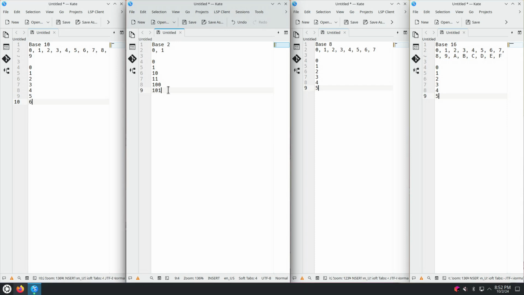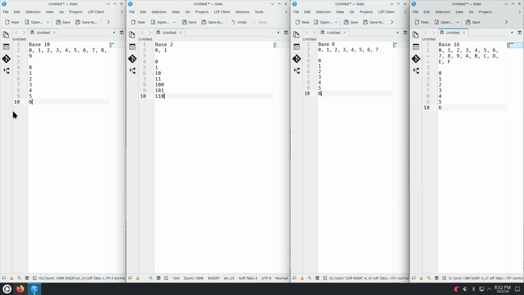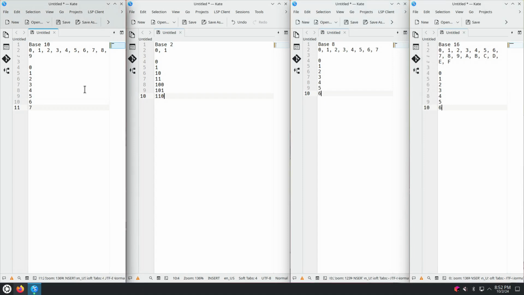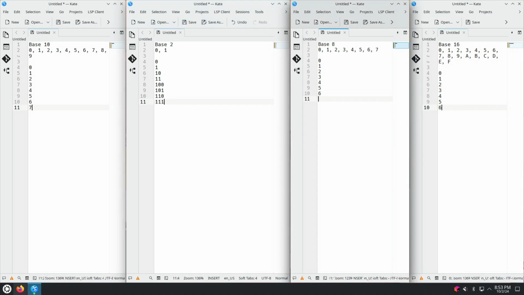6. In base 2, that's 101 plus 1. You cannot increment 1, so this 1 plus 1 will become a 10. 110. 6, 6. 7. 7 is the largest integer in base 8. Okay, so 110 plus 1 is 111 in base 2. In base 8, that's 7.